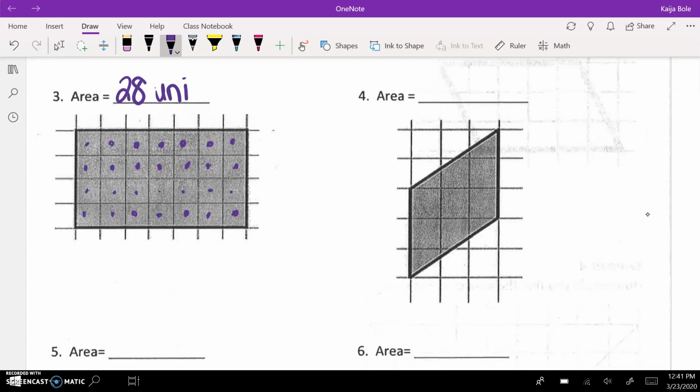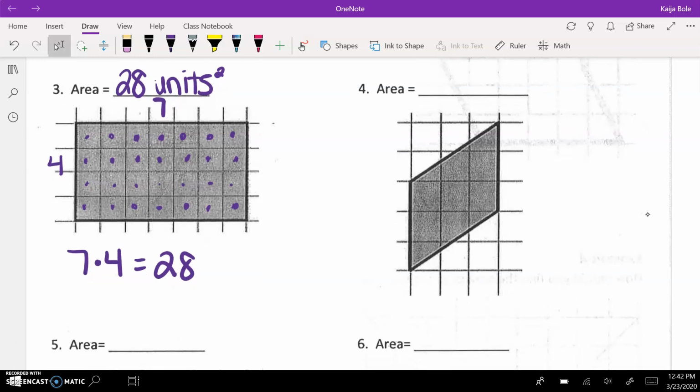So 28 units squared, but I know some of you are like, well, I'm not going to sit here and count all these boxes. So going across, I had 7, and going down, I had 4, so I could also do 7 times 4, which would give me 28. So I get the same thing.